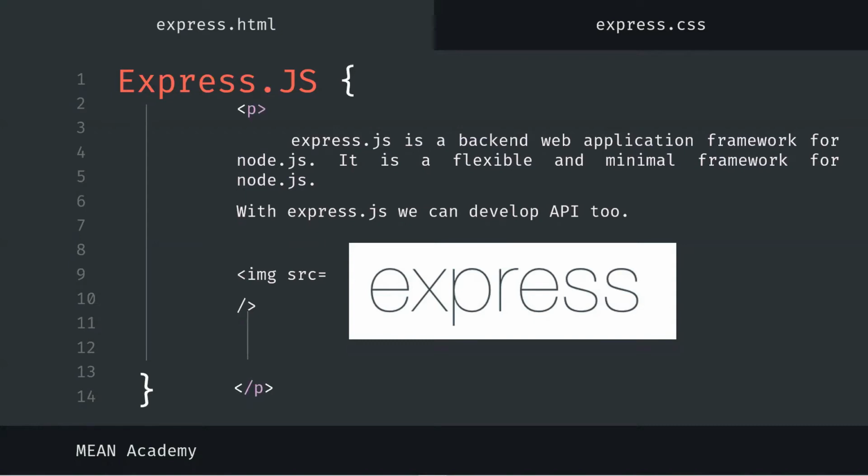It is a flexible and minimal framework for Node.js. Once you have an understanding of Express, we will look at how to implement it. With Express.js, we can develop APIs as well. An API is an application programming interface used to communicate between the server and the client.